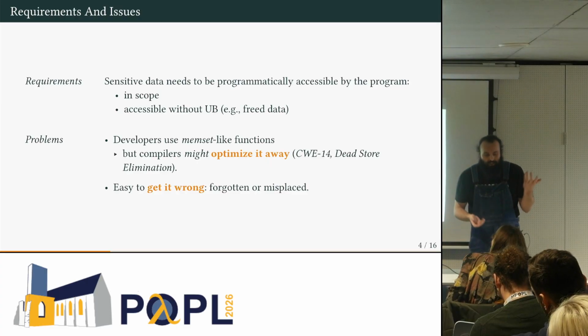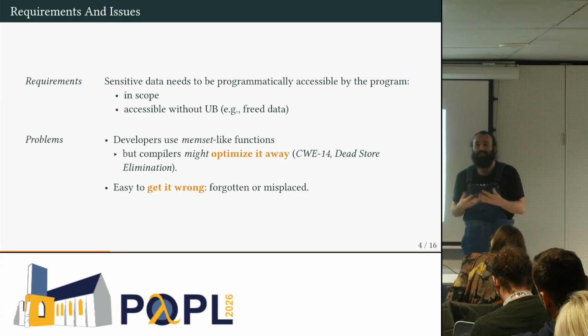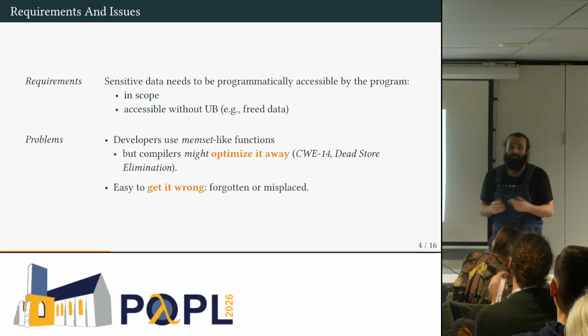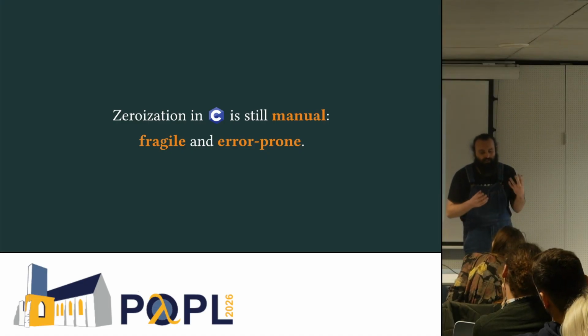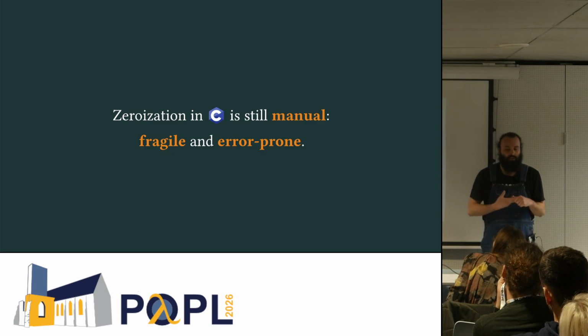Another thing is that programmers are human beings, actually. So it's kind of easy to get it wrong. You can simply forget to insert the zeroization mechanism or misplace it. In C, this is due to the fact that zeroization is manual, which makes it fragile and error-prone.